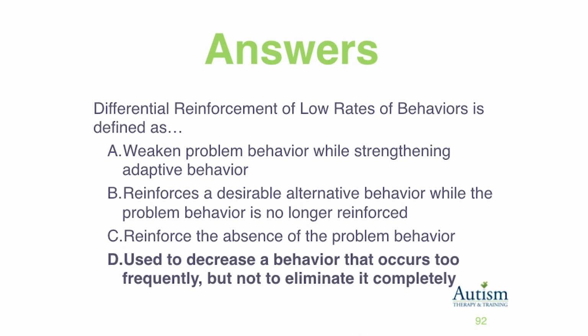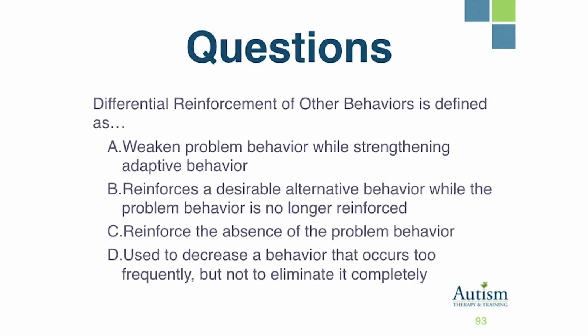And the correct response is D. Used to decrease a behavior that occurs too frequently but not to eliminate it completely. Differential reinforcement of other behaviors is defined as: A. Weaken problem behavior while strengthening adaptive behavior; B. Reinforces a desirable alternative behavior while the problem behavior is no longer reinforced; C. Reinforce the absence of problem behavior; D. Used to decrease a behavior that occurs too frequently but not to eliminate it completely.